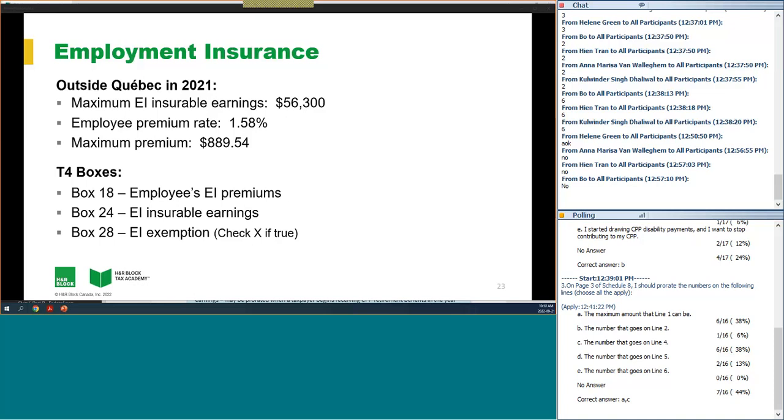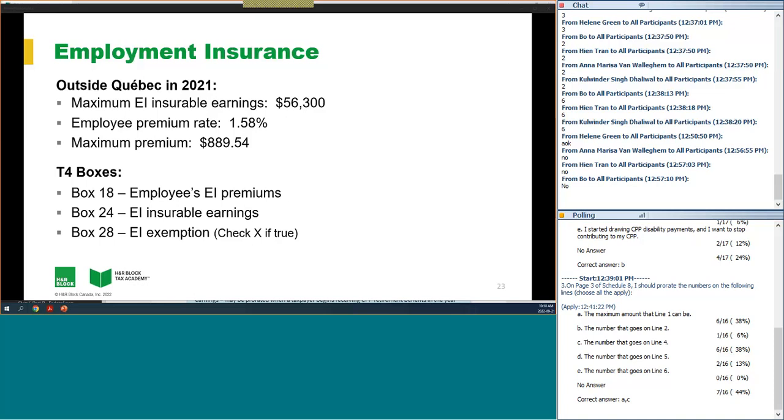The rate at which you pay is 1.58%. That hasn't changed recently, so it's pretty stable. But remember, the government can change their mind at any time about how much money is needed to fund these government programs. So of course, if we take 56,300 and we multiply by 1.58, the maximum you are allowed to contribute in 2021 is $889.54. There is no exemption. There's no basic exemption, and there's no age limit.